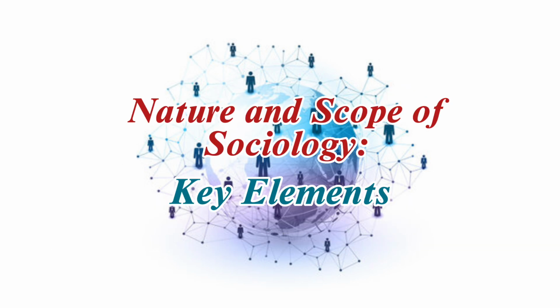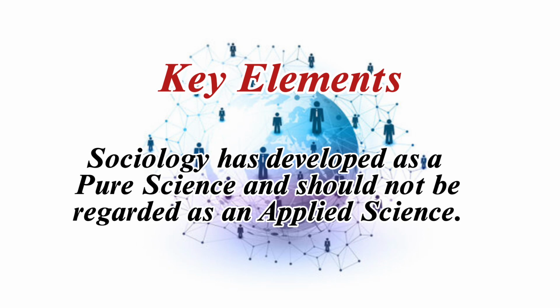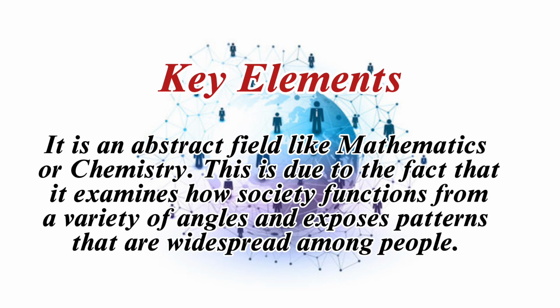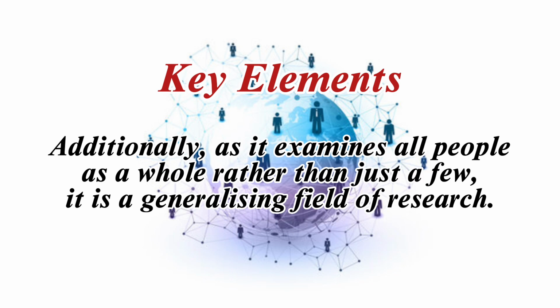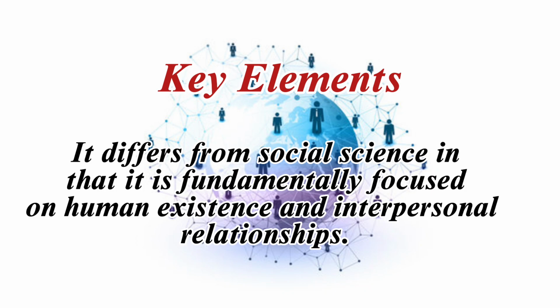Nature and scope of sociology. Key elements. Sociology is an empirical field that examines rational arguments to investigate social phenomena, social structures, and how people behave in these environments. Sociology has developed as a pure science and should not be regarded as an applied science. It is an abstract field like mathematics or chemistry. This is due to the fact that it examines how society functions from a variety of angles and exposes patterns that are widespread among people. Additionally, as it examines all people as a whole rather than just a few, it is a generalizing field of research. It differs from social science in that it is fundamentally focused on human existence and interpersonal relationships.